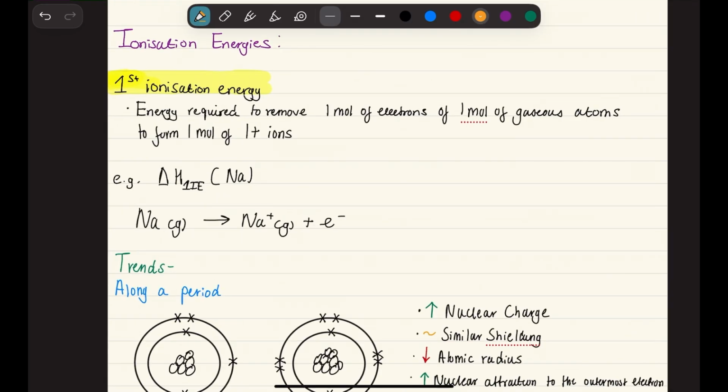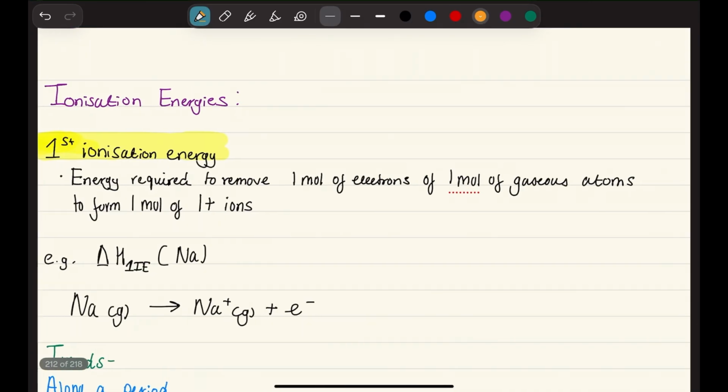is the ionization energy. I promise you, this definition does come up and is a very easy question to get 2 marks on. You define ionization energy as the energy required to remove 1 mole of electrons from 1 mole of gaseous atoms, very important, gaseous, to form 1 mole of 1+ ions. Very important that you mention that it's gaseous.